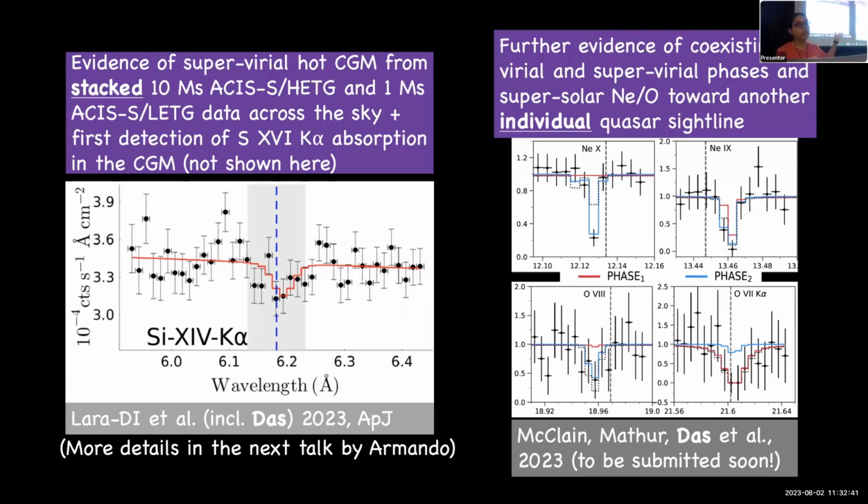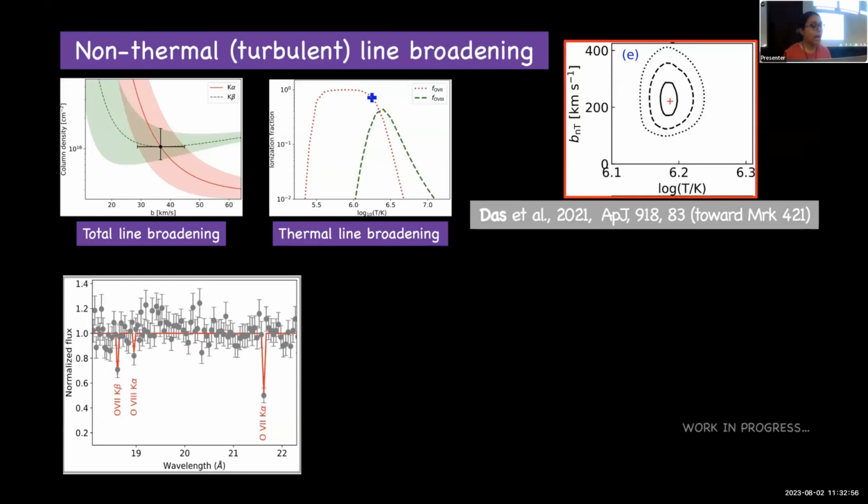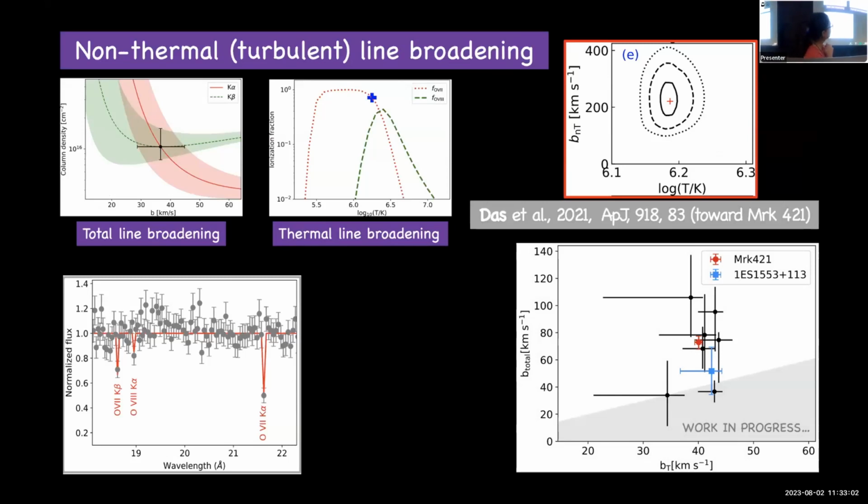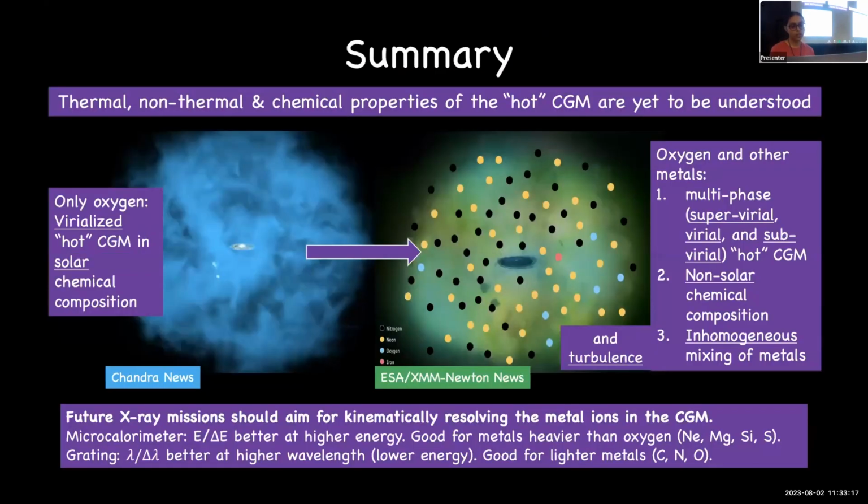And we are continuing to look at other high signal-to-noise sightlines in the archive. And this is one of the recent findings which we will be submitting soon, where we are finding pretty much the same thing: coexisting super-virial and virial phases and also supersolar neon to oxygen. And I'll briefly mention this thing where we are comparing the total line broadening with the thermal line broadening and trying to see if there is an excess, which indirectly tells us the presence of non-thermal line broadening. This is just a small subset of the data, maybe 10% of the data, and it would be interesting to see if this trend continues.